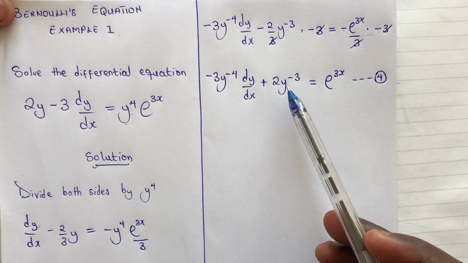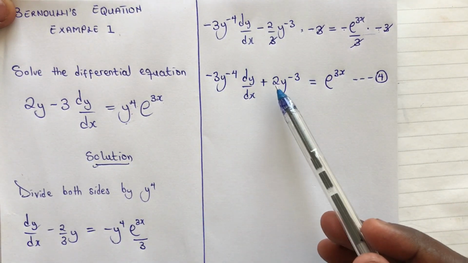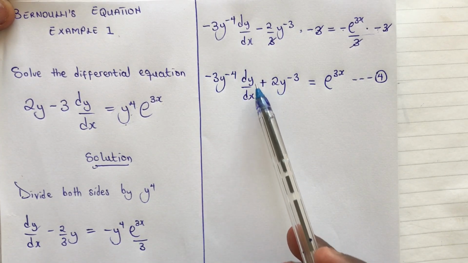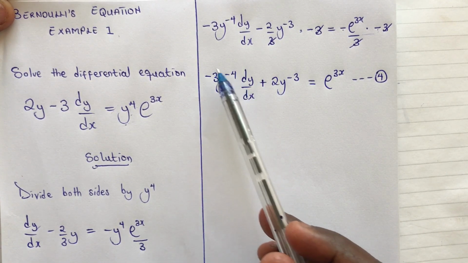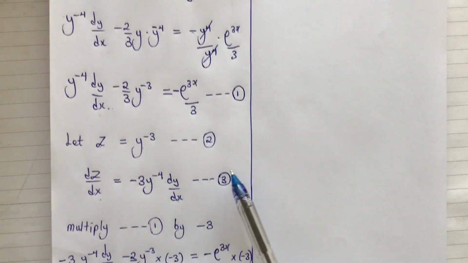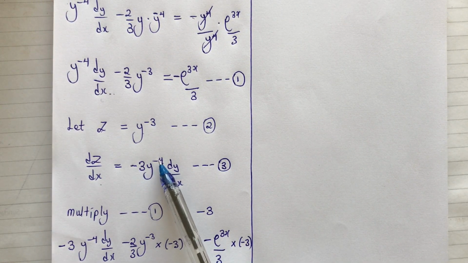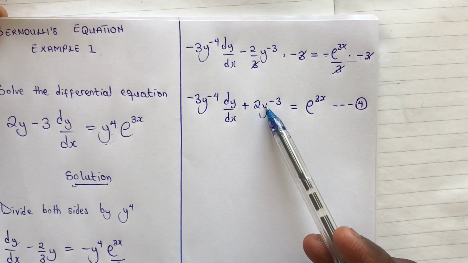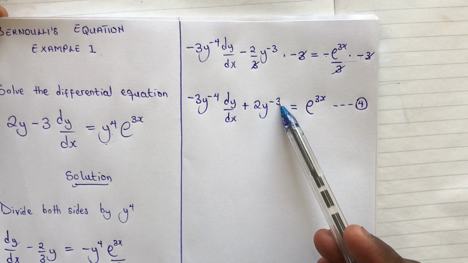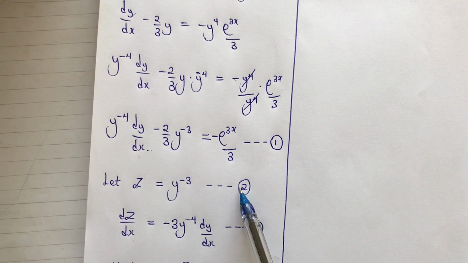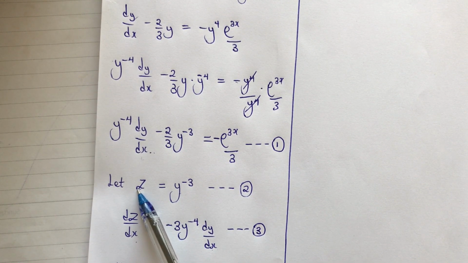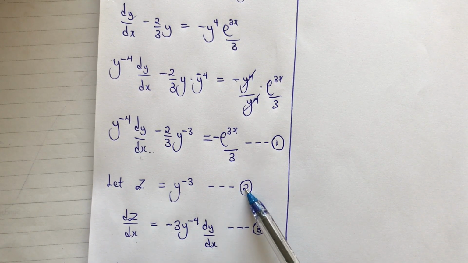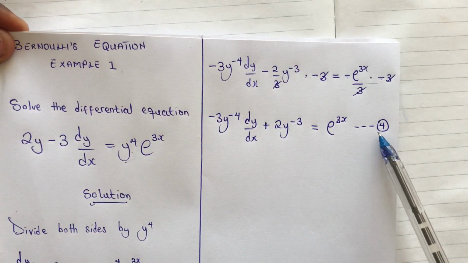Now you can see that the left hand side of equation 4 has both equation 2 and equation 3. Now watch, this side of the equation, minus 3y to power 4 dy dx, is the same as this, minus 3y to power 4 dy dx. And this is equal to dz dx. Again, this side of the equation, y to power minus 3, is the same as equation 2. And this is equal to what? Z, because z is equal to y to power 3.